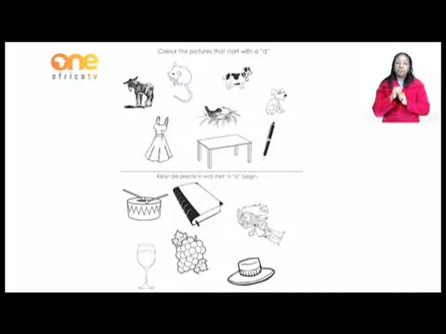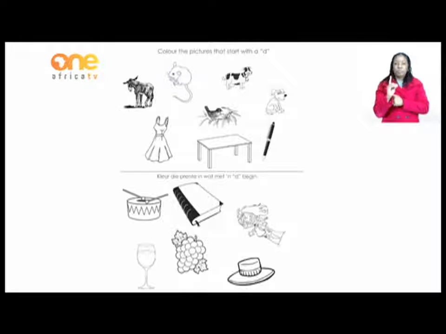Donkey, mouse, cow, dog, bird, table, and pen. Now I would like you to color in the pictures that begin with letter D, or that start with a letter D. Once you have done that, let's move just below the line. It is the same instruction given. We want to color in the pictures that start with letter D.